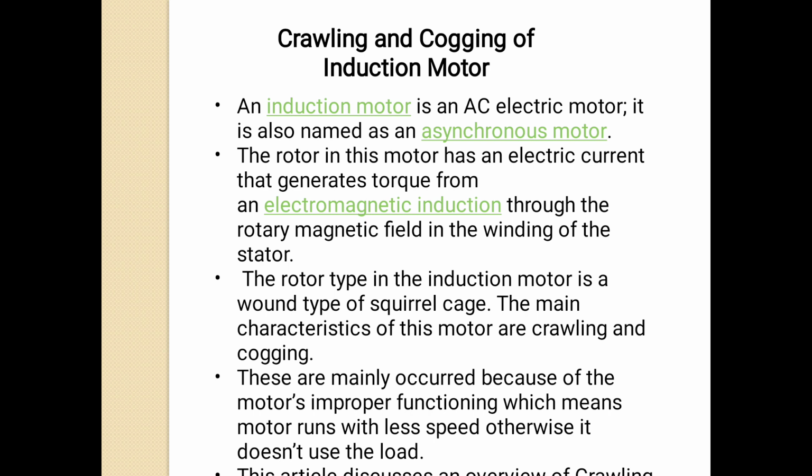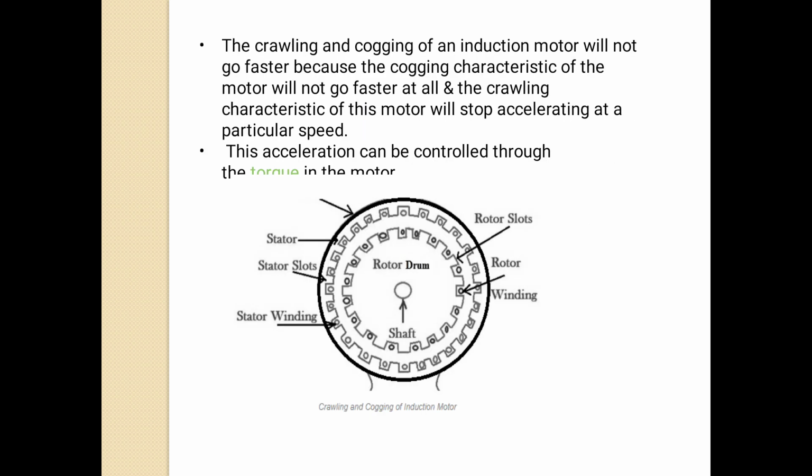The main characteristics of the motor are crawling and cogging. These occur because of improper functioning of the motor, which means the motor runs at less speed, or doesn't use the load. The cogging characteristic of the motor will not go faster at all. The crawling characteristic of this motor will stop accelerating at a particular speed. This acceleration can be controlled through the torque of the motor.